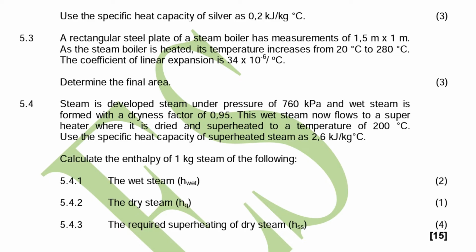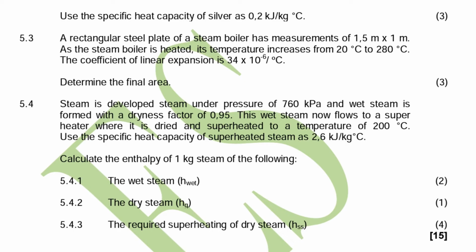And then we continue. They say this wet steam now flows to a superheater where it is dried and superheated to a temperature of 200 degrees Celsius. That is the temperature of the superheated steam. How do I know? Because it is a temperature that is higher than the saturation temperature. If you go to the steam table, look at 760 kilopascal. And we know how to read the information from the steam table. We did that in the previous video.